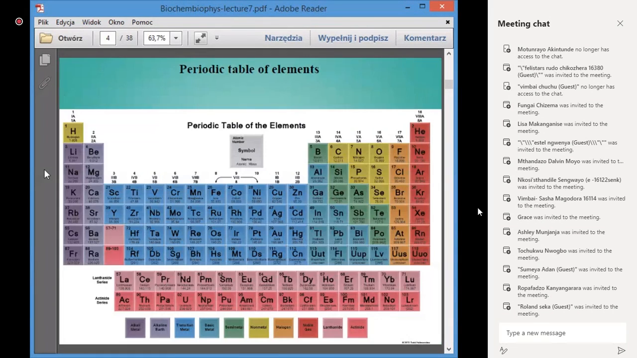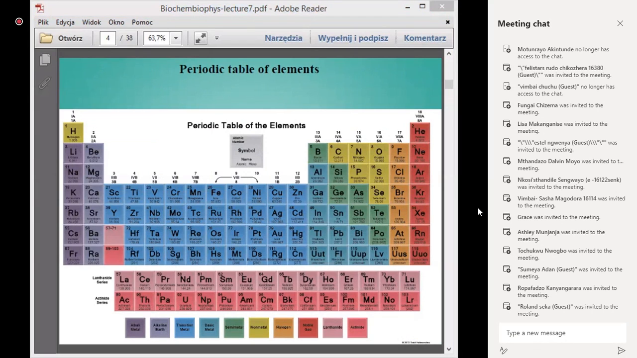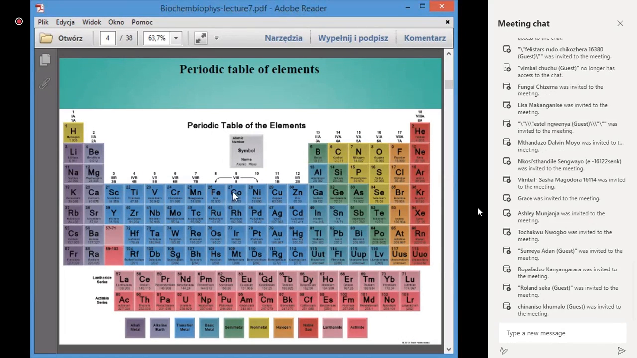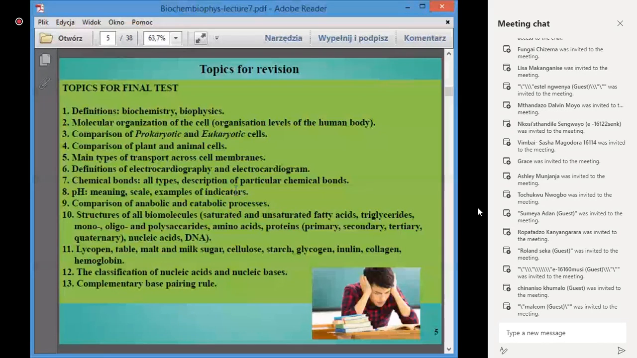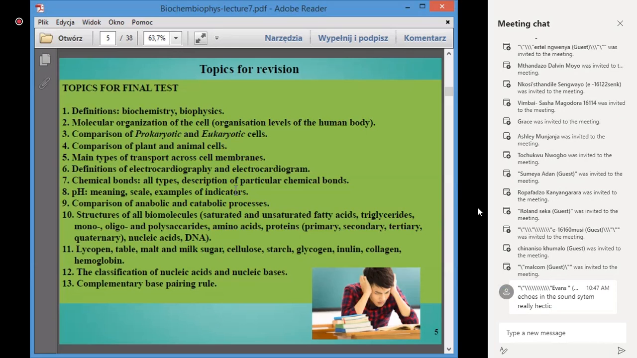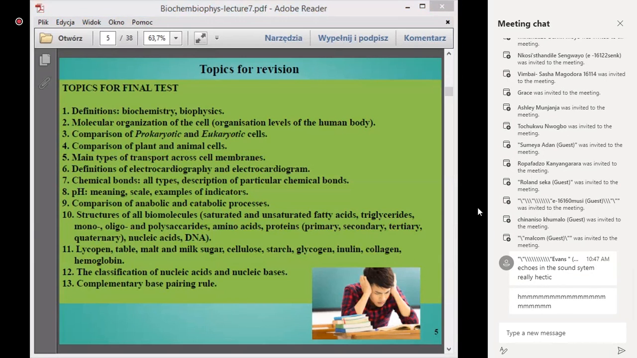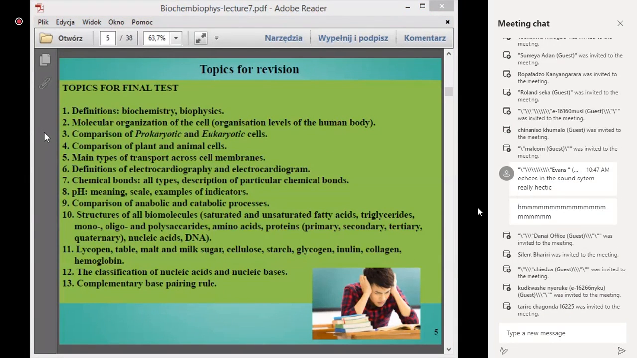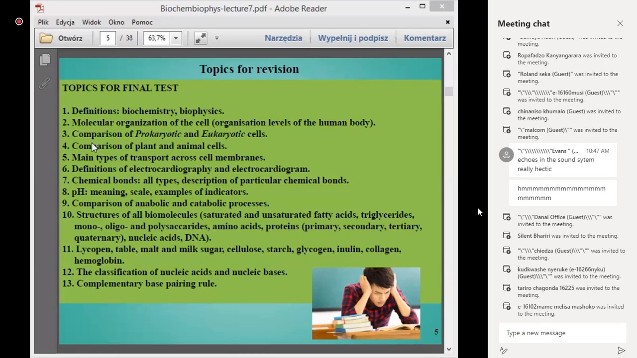But first, I want to present you some topics for revision because one of the students from your group asked me to present some topics because this person wants to start learning, and it was a good idea. So I can show you some topics which you can use during your learning, of course.